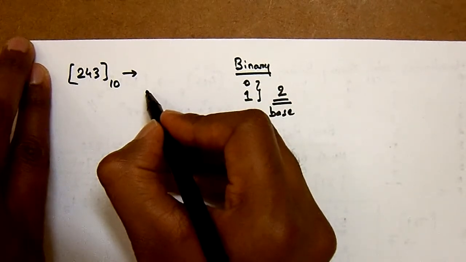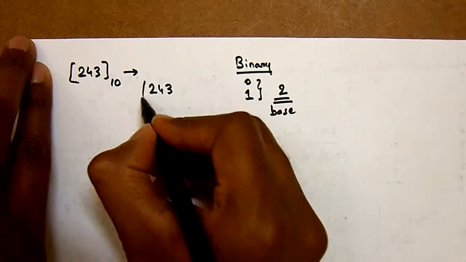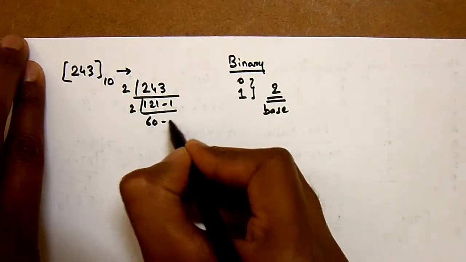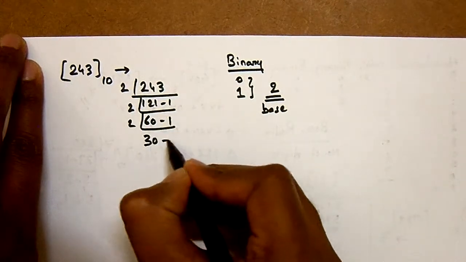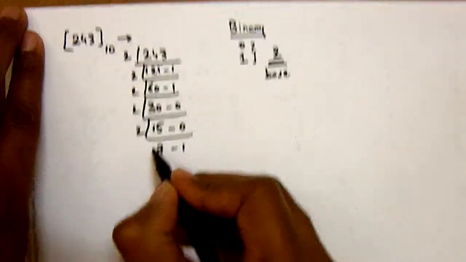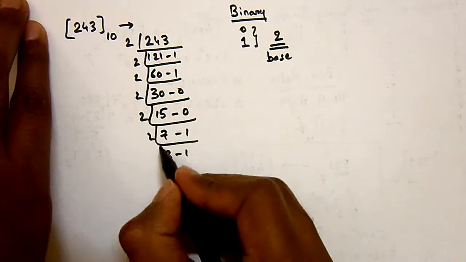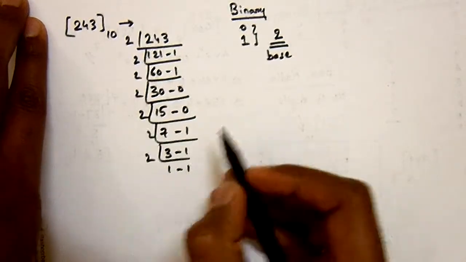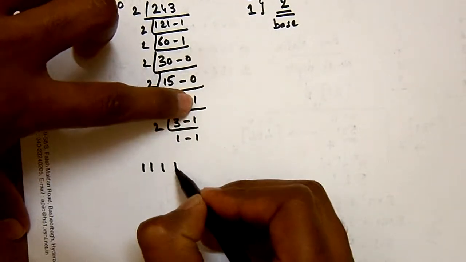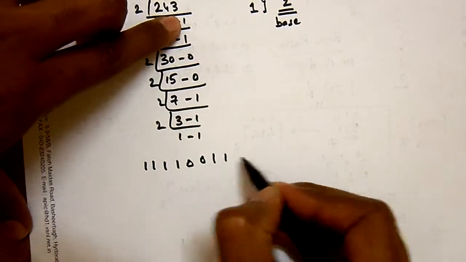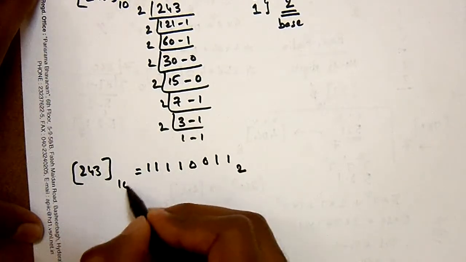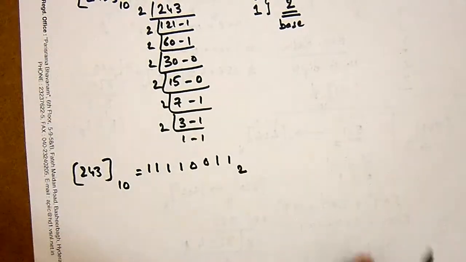Now with which number do we have to divide? With 2. So now it is 121, remainder 1, 60, remainder 1, 30, remainder 0, 15, remainder 0, 7, remainder 1, 3, remainder 1. Now write this in this order: 1 1 1 1 0 0 1 1, and don't forget to write the base value. So it is 243 to the base 10 equal to this number.